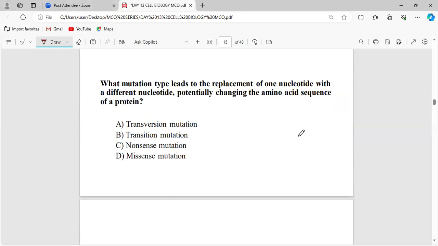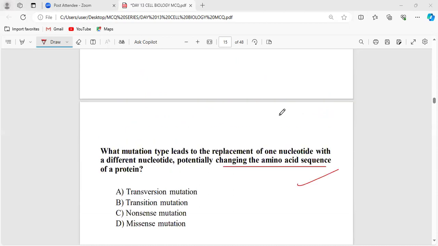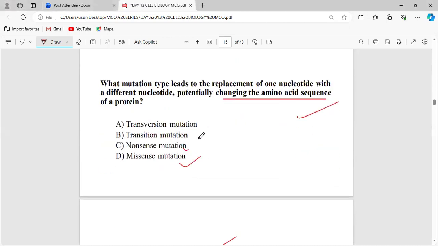Which mutation type leads to a replacement of one nucleotide with a different nucleotide, potentially changing the amino acid sequence of a protein? Here, the amino acid sequence is getting changed. That will be the missense mutation. Okay, you don't want to confuse missense, nonsense, and silent mutation.